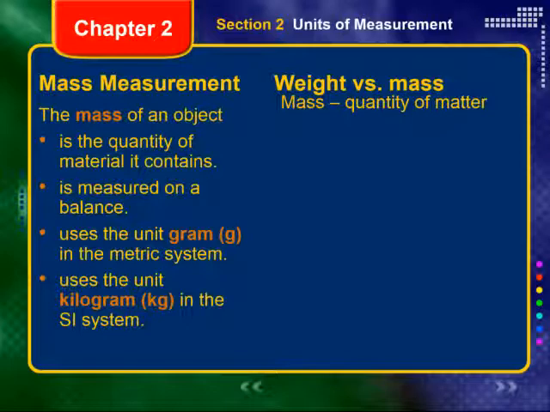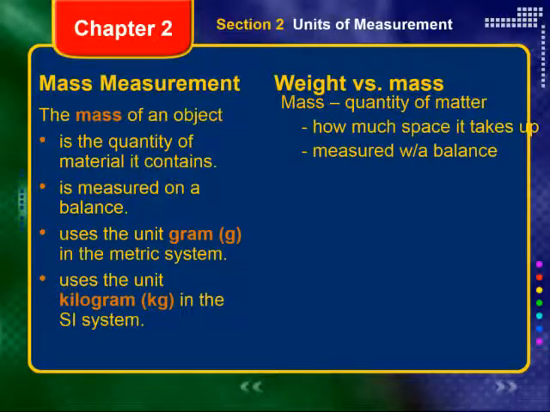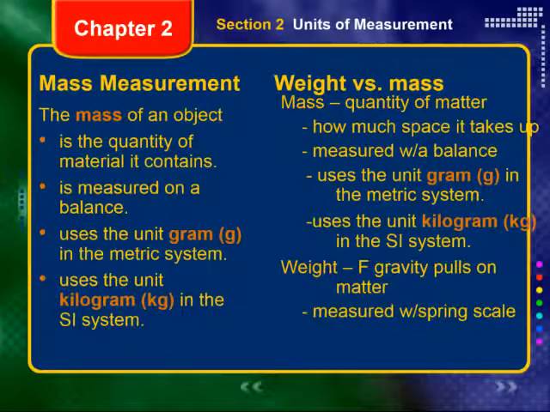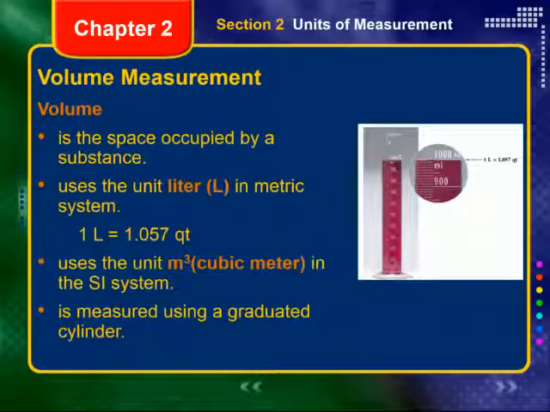For example, mass is the quantity of matter, how much space it takes up, measured with a balance, uses grams or kilograms for the unit, whereas weight is a force, the force of gravity pulling on that matter. So you have matter, you have mass. When gravity acts upon that mass, the measured force of that is weight. It's measured with a spring scale, not a balance. You're just allowing gravity to accelerate that object downwards, and then you're measuring that force. The unit is newtons.